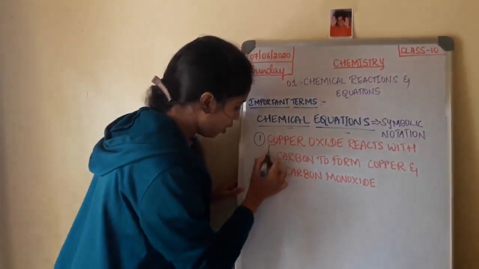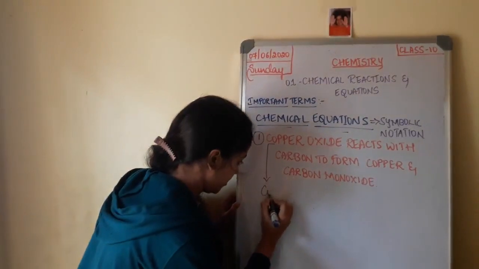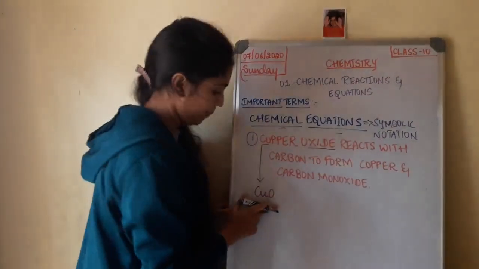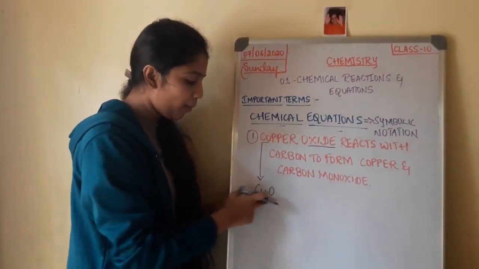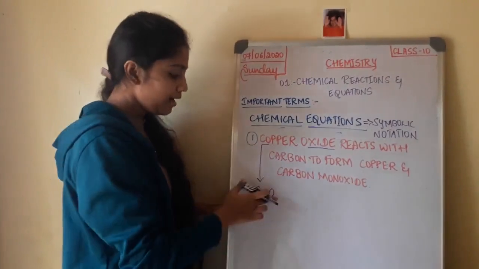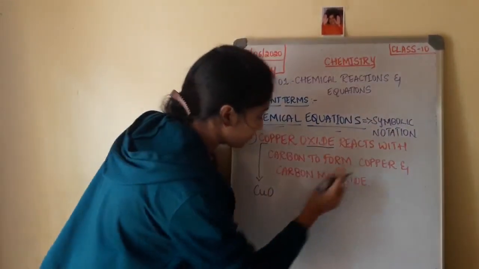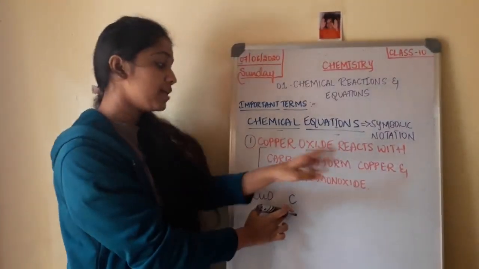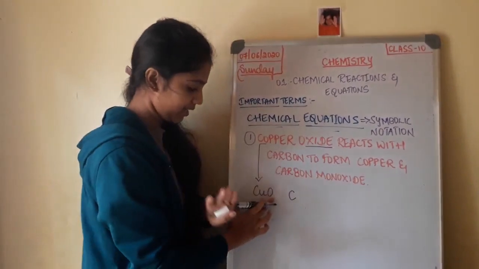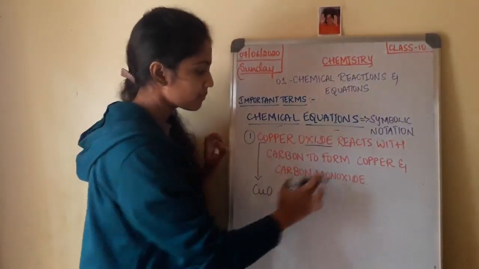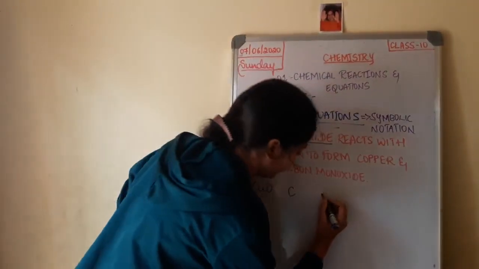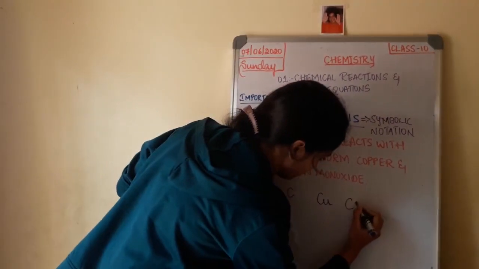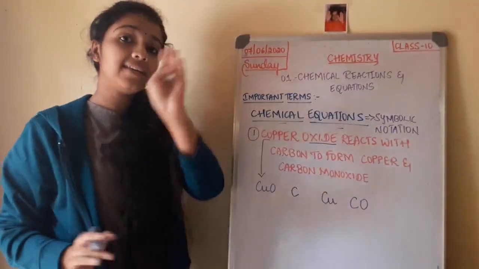So, copper can be written as Cu and oxide can be written as O. So, copper oxide, this is the formula of the compound. As I have already told you, formulas of compounds are used, and carbon is C. Just write what is known to you. Copper oxide CuO and carbon C to form copper and carbon monoxide.